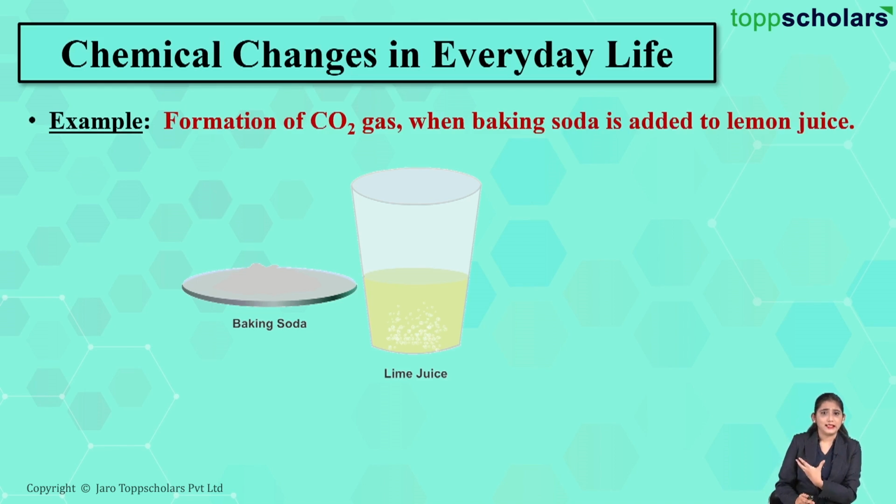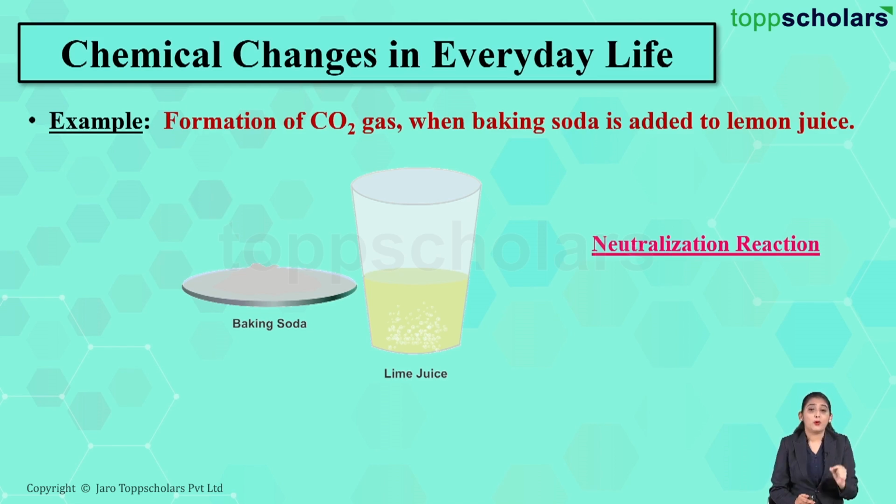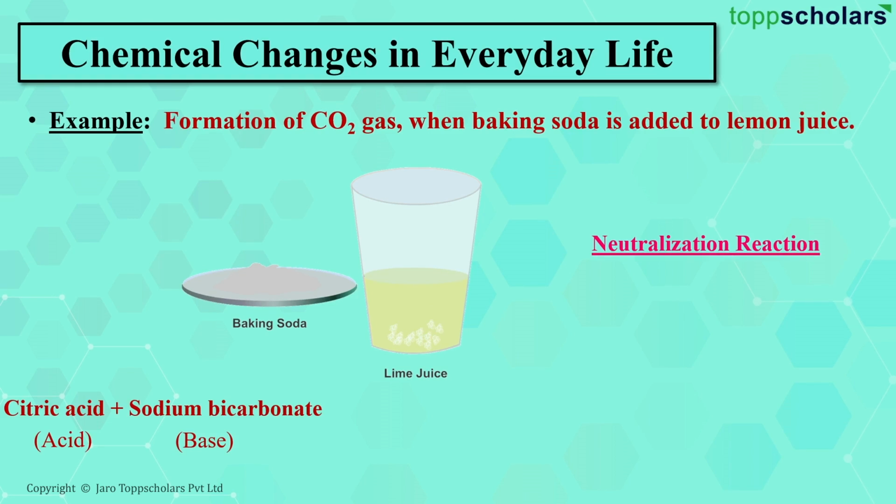So in this case, since carbon dioxide gas is released, it indicates that there is a chemical change which is taking place. And this is an example of a neutralization reaction. And what is a neutralization reaction, friends? Yes, a neutralization reaction is a reaction between an acid and a base. So in this experiment, we have an acid, that is citric acid, that is present in lime juice. And we took baking soda, which is nothing but sodium bicarbonate, which is a base.